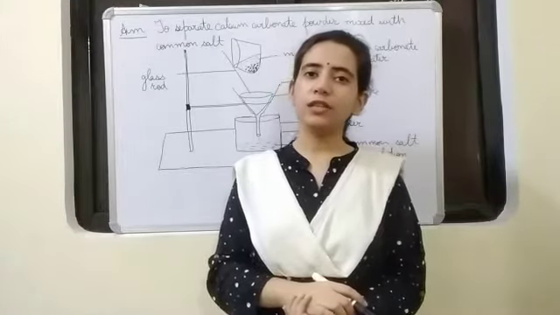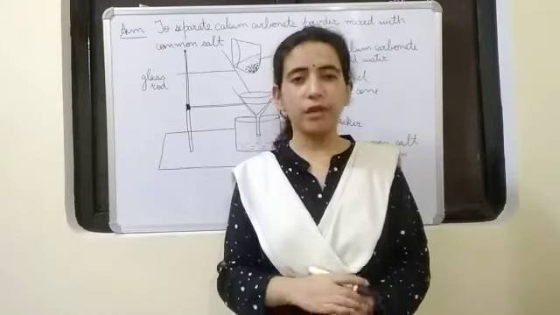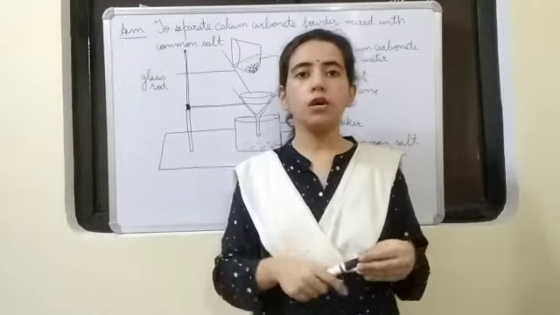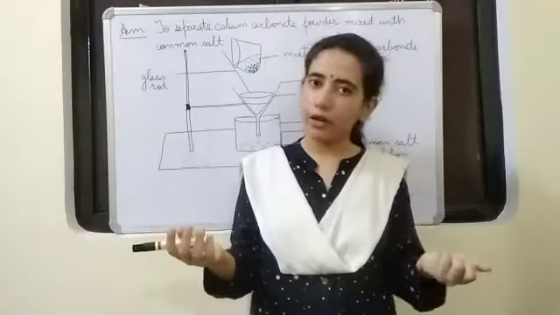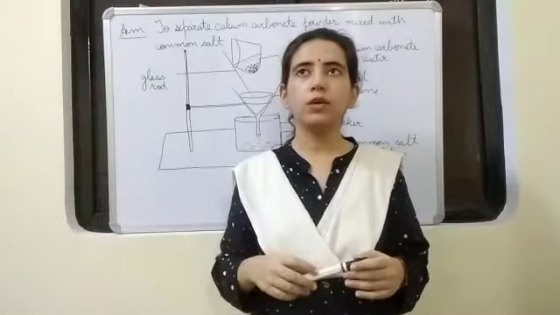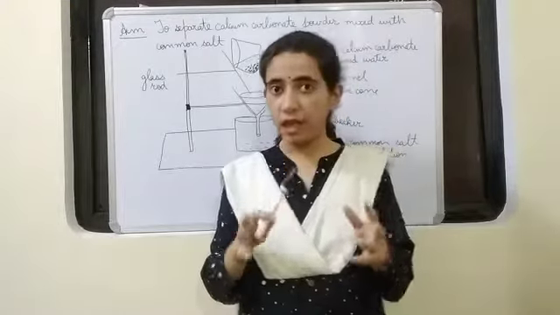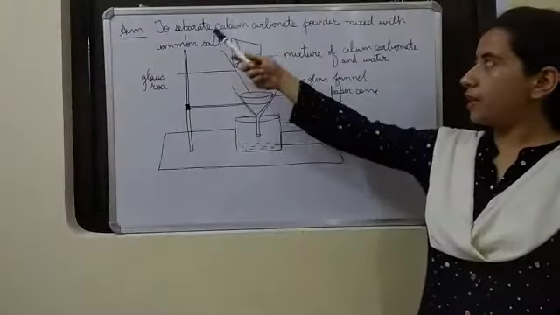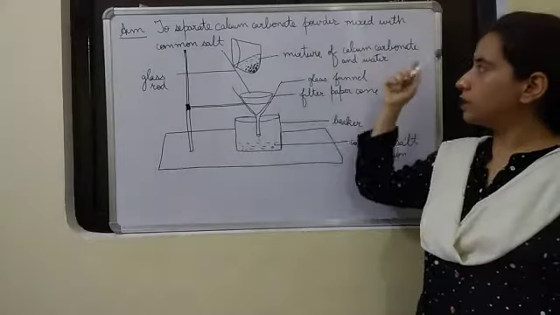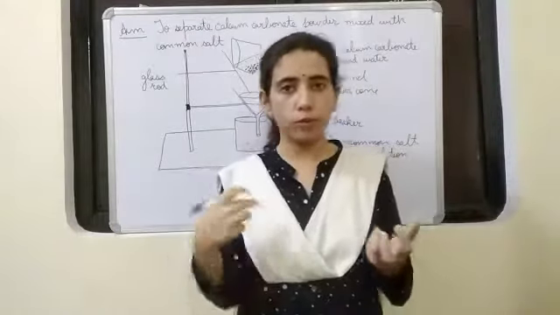We have completed all the techniques of separation of the constituents of a mixture, whether it is a solid-solid mixture, liquid-liquid mixture, or solid-liquid mixture. We have studied all the techniques now. Now we are going to see one activity, activity number 1, that is given in your book, and the aim of this one is to separate calcium carbonate powder mixed with common salt. That means we have to separate calcium carbonate and common salt.